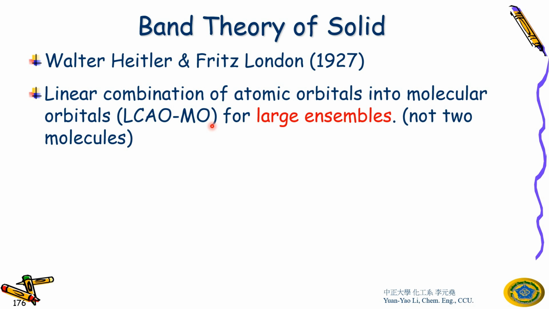However, LCAO-MO is applied to 2 atoms or 3 atoms, even 4 atoms together. But now, the band theory of the solid wants to apply to 1 mole of atoms, which is 6 times 10 to the 23 atoms together, which is a large assembly. Not only 2 or 3, 4. You want to put thousands and thousands of atoms together, and you want to apply the Schrodinger equation together with the LCAO-MO.